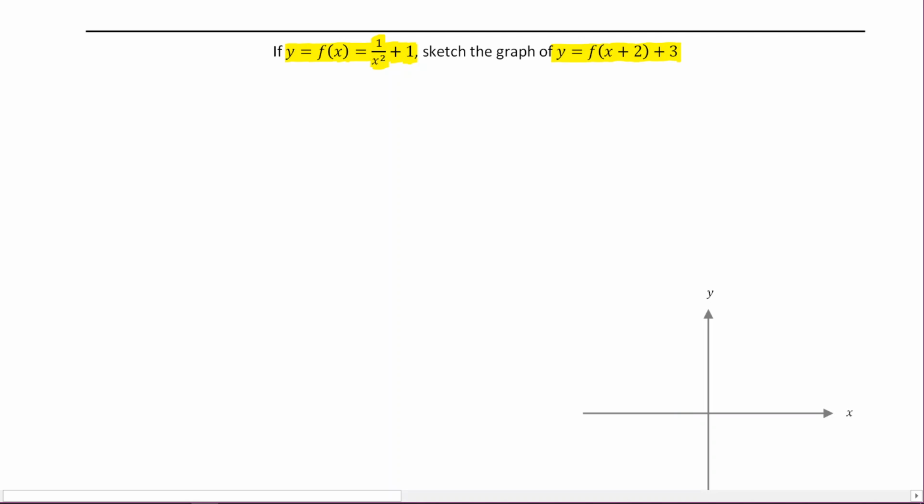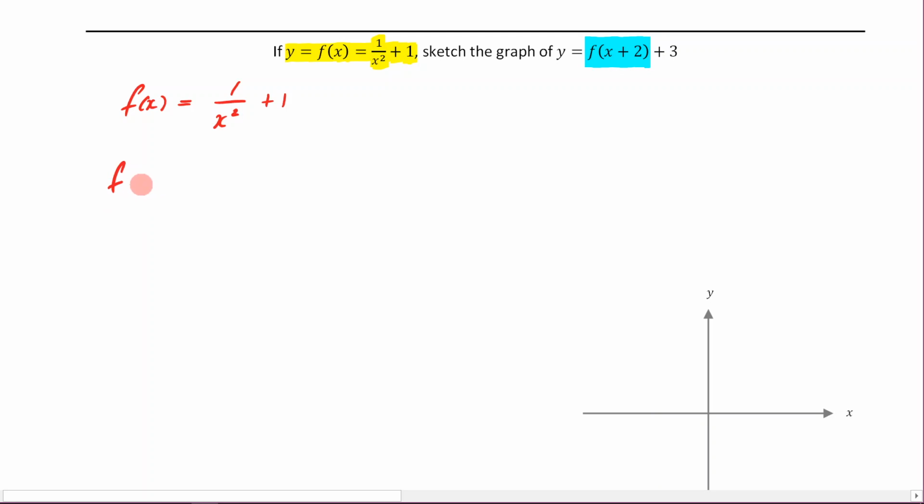So what do we know? We know that f of x is equal to this right here. So let's write that down. f of x is equal to 1 over x squared plus 1. Let's also treat this right here, because this is what we have to sketch. Let's just treat it section by section. So let's first look at this part right here, just f of x plus 2.